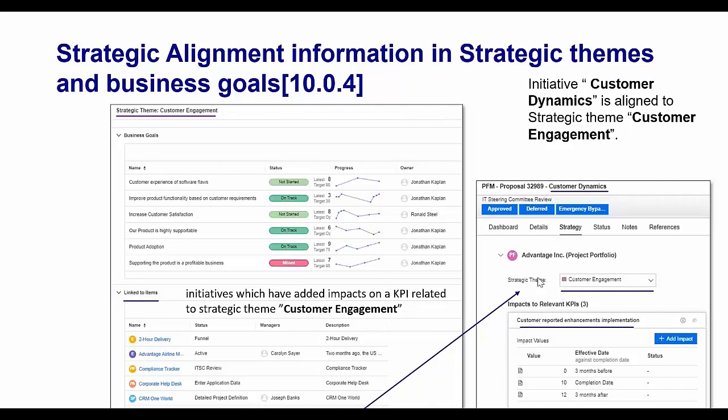you can see the strategic theme is mentioned as customer engagement right here, which matches with this one. And it also added the KPI values for that strategic theme in that proposal. That's why this PFM proposal is listed right here. So these are all the list of entities which have the same strategic theme mentioned, as well as KPI information added in those individual entities. That's why they are listed in the link to the items in this section. This was also added in version 10.04.